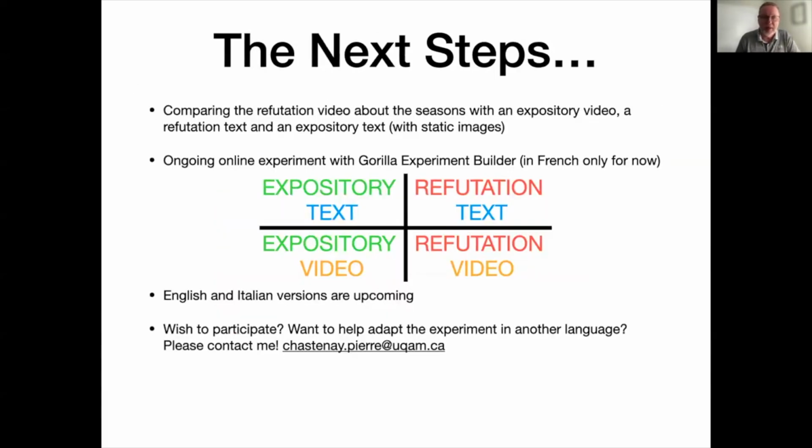So the next step, and that's where we're at right now, we are trying to compare the refutation video about the seasons with an expository video, a refutation text, and an expository text. Both texts are accompanied with static images. This is an experiment that is ongoing right now in French only, using the Gorilla Experiment Builder. Basically, we are trying to compare the 4 treatments: expository text, expository video, refutation text, refutation video. And we hope that with the data that we are collecting, we will be able to show a statistically significant advantage of refutation video over the 3 other treatments.